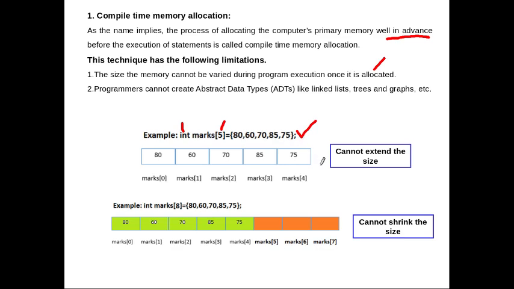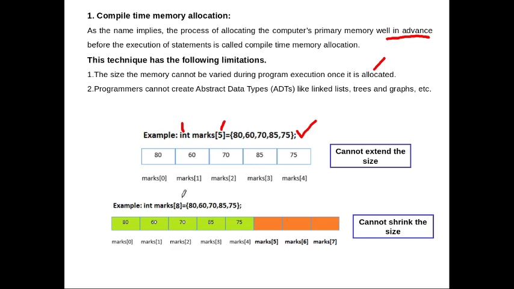Suppose I want to store a few more elements into this memory, that is, extend it by constructing a few more memory locations beyond what is already allocated. This is not possible in case of compile time memory allocation. Here the memory size will be fixed. It cannot be changed. Neither can it be extended nor shrunk.